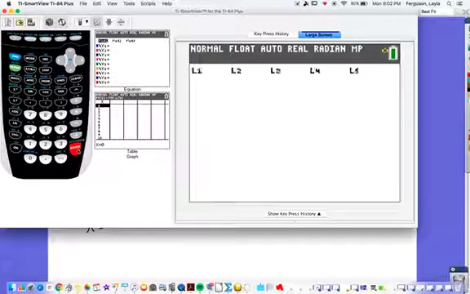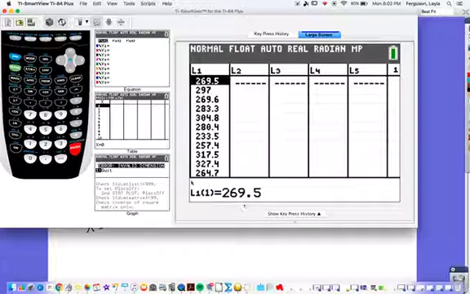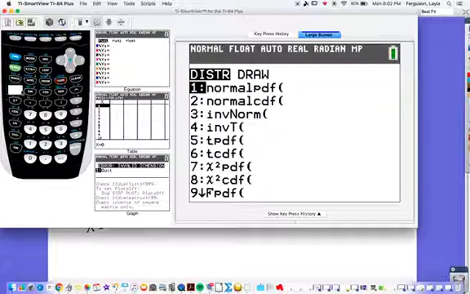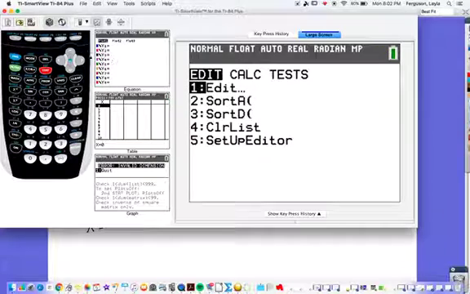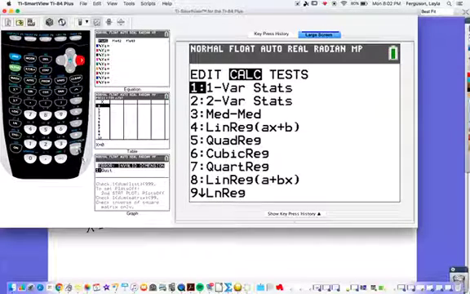Stat, edit, L1, so all of the readings are in there. So then I can go to second vars. Actually, no, I can go to stat. So it's in stat, it's over in calc, and we're going to do one var stats.